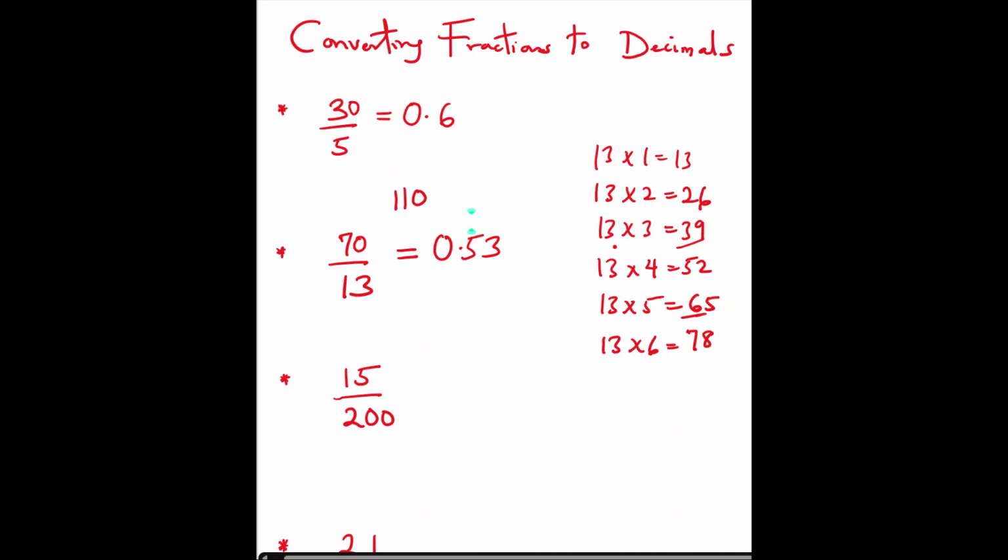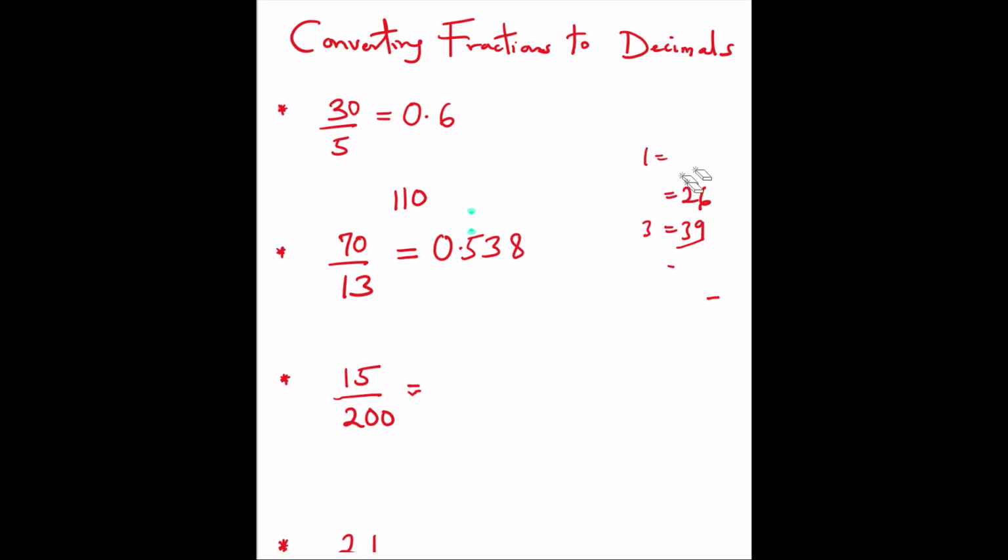Then we put 0 at the back of 11, making it 110. So if we do 110 divided by 13, we should get 8 in this case. And then we have some remainder. But we're going to keep it to 3 decimal places. Okay. So the next question is 15 divided by 200.